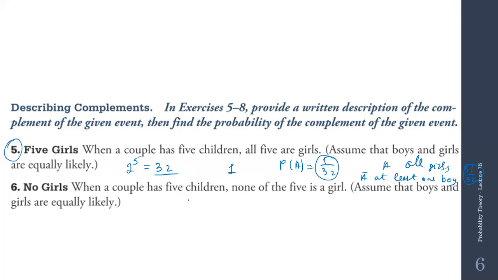When a couple has 5 children, none of the 5 is a girl. None of the 5 is a girl. It means all boys, which is none of the 5, none of them girls. A bar is at least one girl.